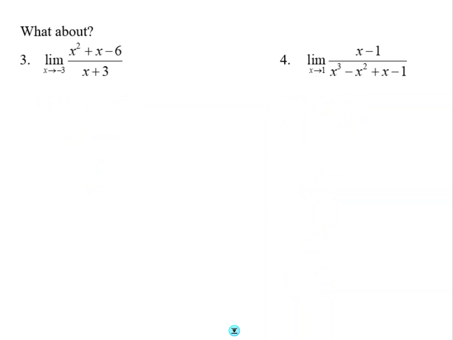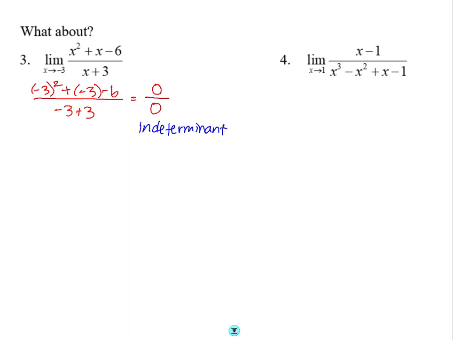First, we have the limit as x approaches -3 of (x squared plus x minus 6) over (x plus 3). If we try direct substitution, we end up with (9 plus -3 minus 6), which is 0, over 0. We call this indeterminate whenever we have 0 divided by 0.